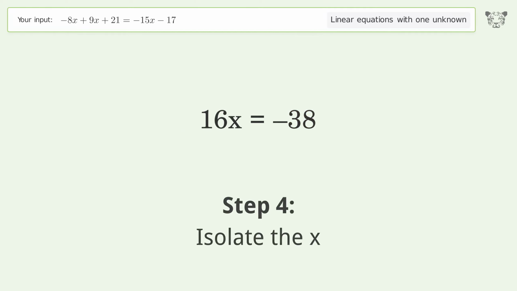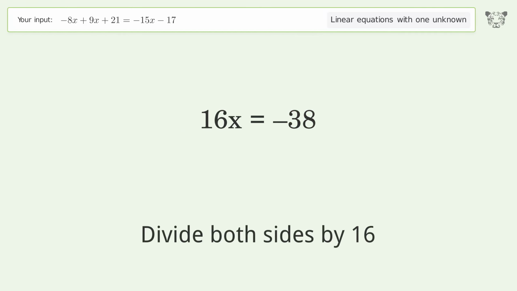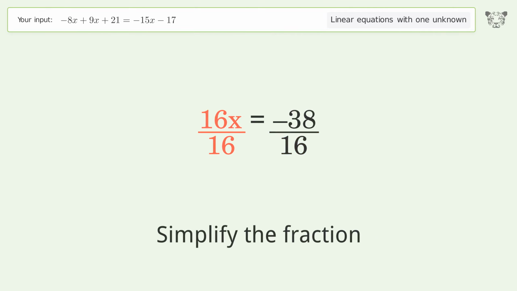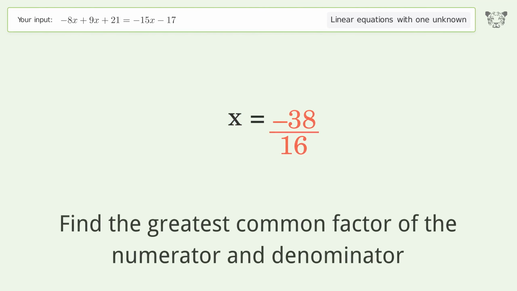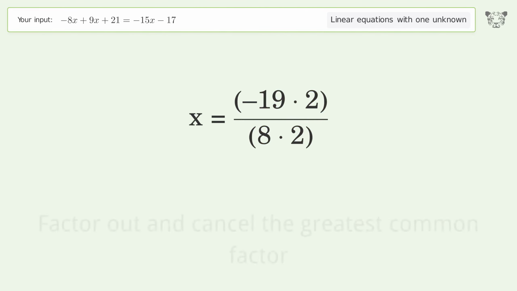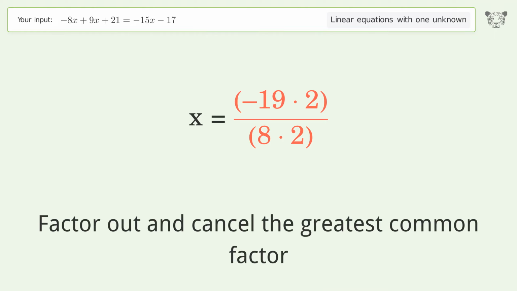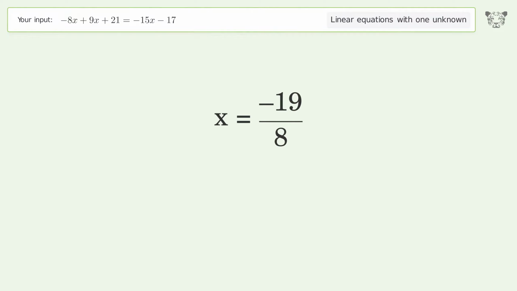Isolate the x. Divide both sides by 16. Simplify the fraction. Find the greatest common factor of the numerator and denominator. Factor out and cancel the greatest common factor. And so the final result is x equals -19/8.